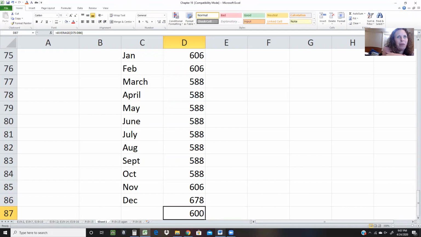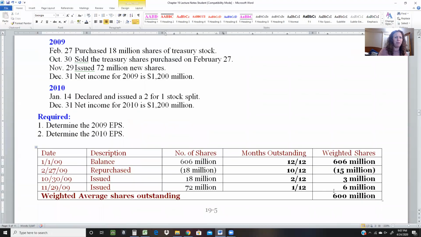I kind of like to screw around with it like that, just because it helps me to understand literally what the math did. So 600 million is where we end.